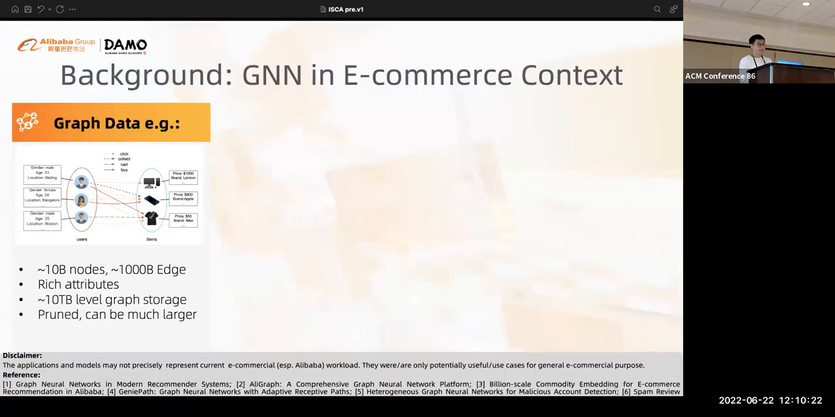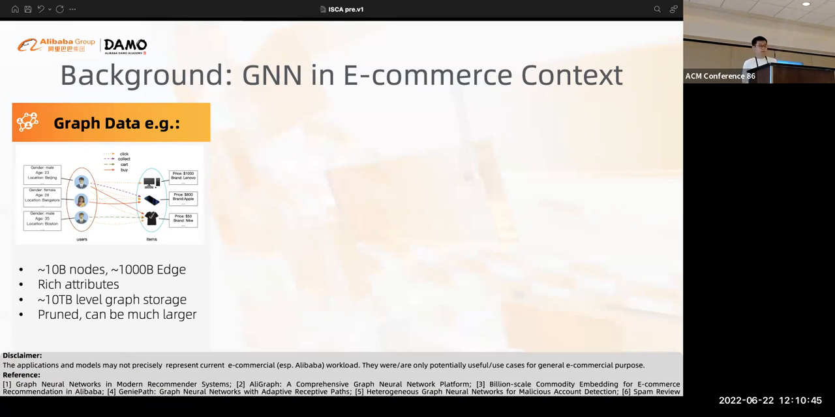So I would like to thank the first two speakers, who gave a very good introduction of GNN. So I just need to give you a little bit more of an introduction on how GNN is used in the e-commerce context. So the graph will be something like this. The nodes are the customers and the products. When a customer purchases something or clicks something, there will be an edge.